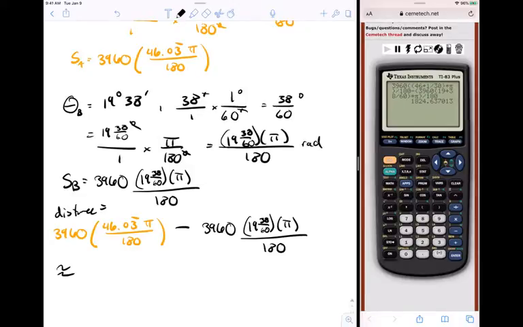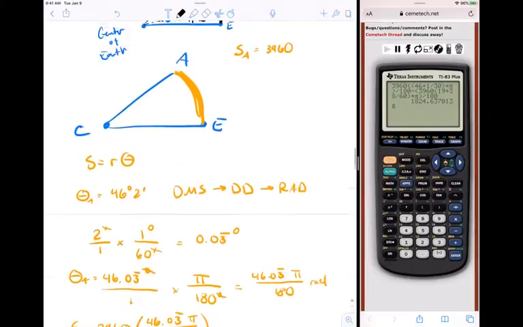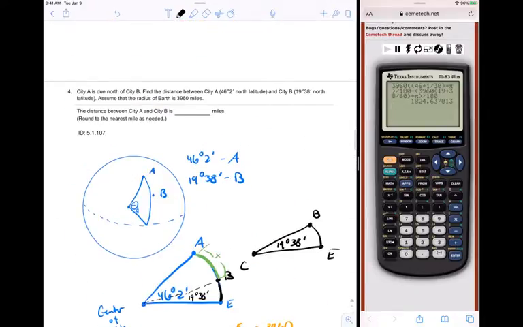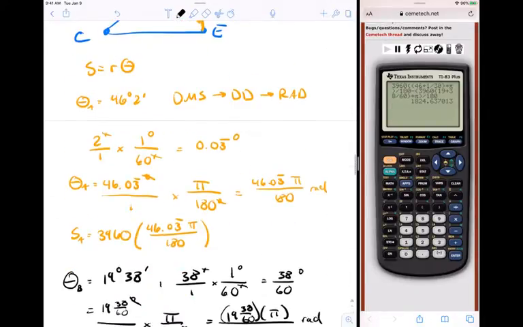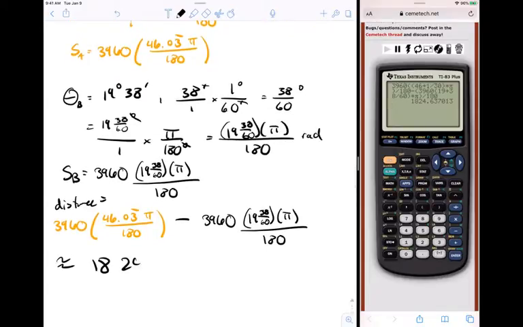I think this might be okay. Let's go with it and see what happens. So I get a result of 1824. It says to the nearest mile, so 1825. Let me see, how did I do, or how did we do? Anybody get a result close or different? Anybody get something at all?